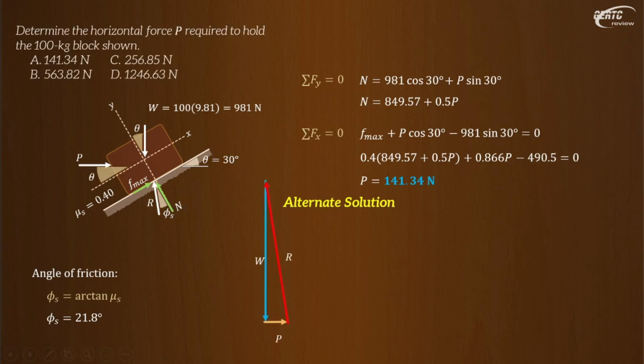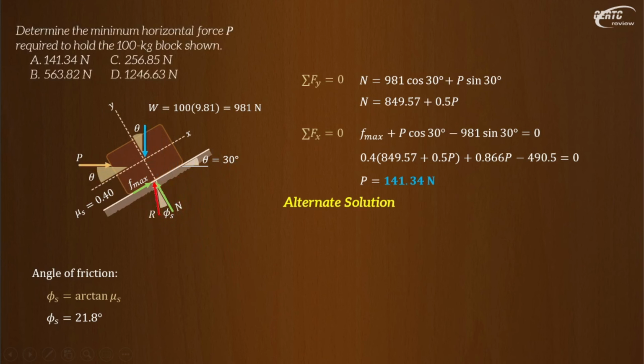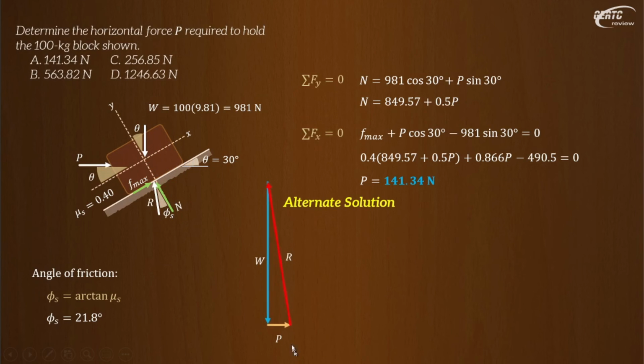Applying that head-to-tail connection, we have our P, our R, and our W. The weight here is known, and the angle of R from the vertical, let's call that beta. Since the weight is given and this is a right triangle, we can easily solve the value of P. So what is the value of beta? That's the angle of R from the vertical. This is our beta here.